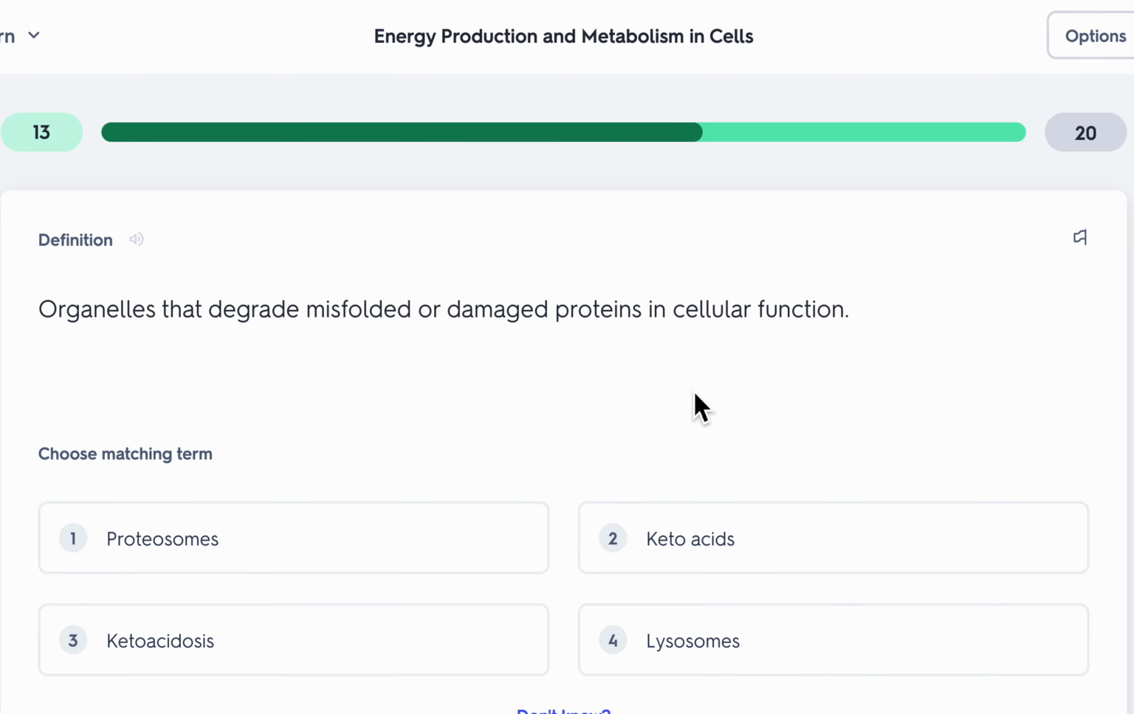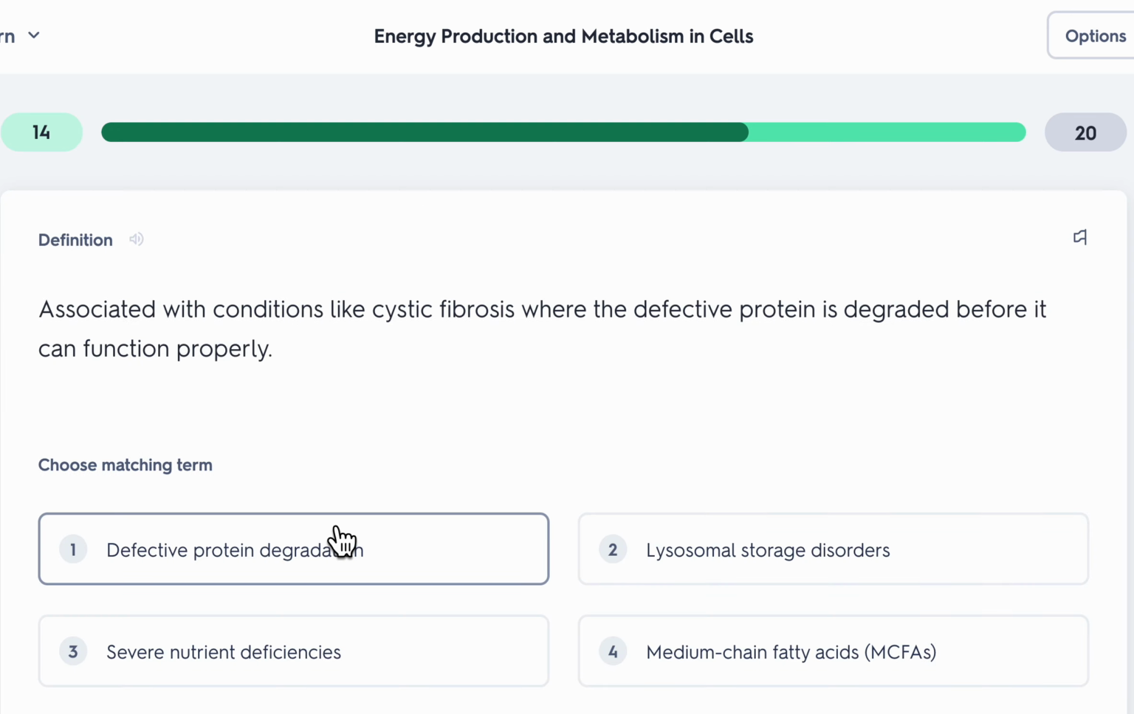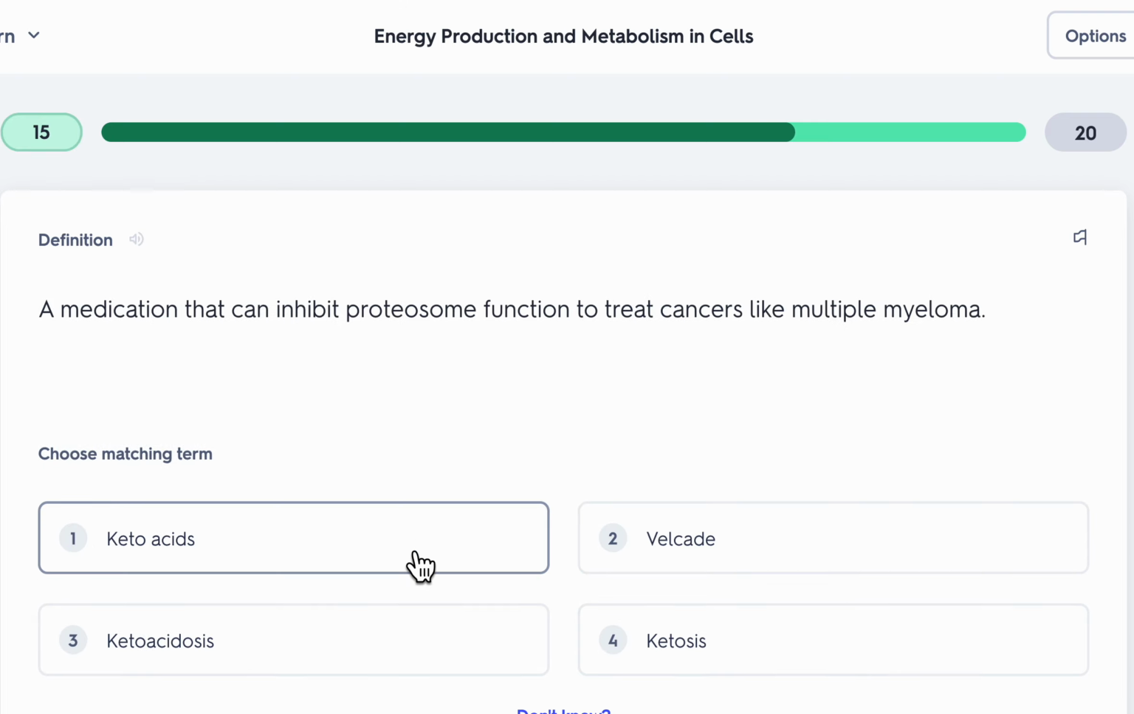Organelles that degrade misfolded or damaged proteins in cellular function. Associated with conditions like cystic fibrosis where the defective protein is degraded before it can function properly. A medication that can inhibit proteasome function to treat cancers like multiple myeloma.